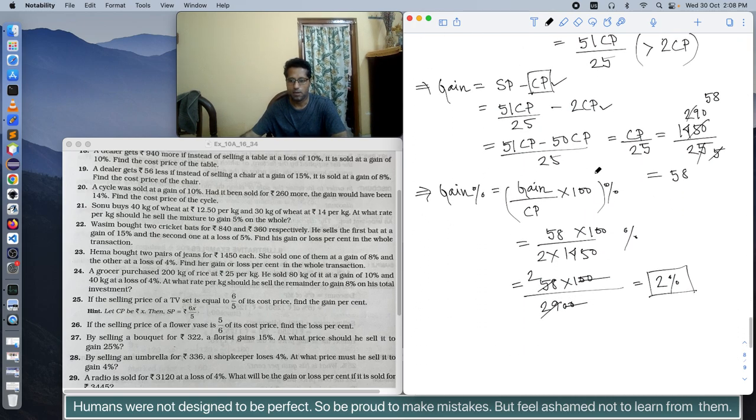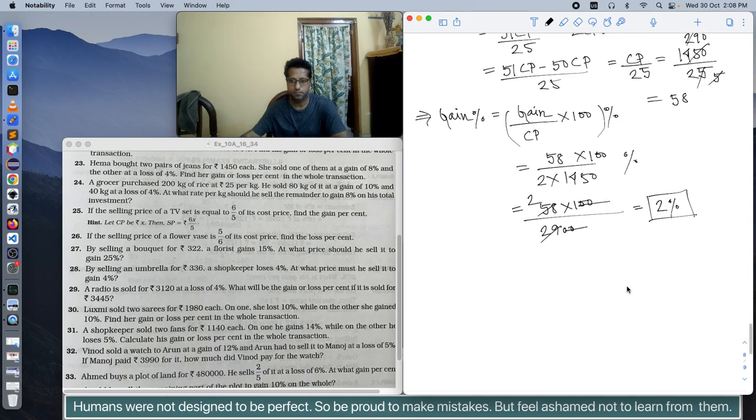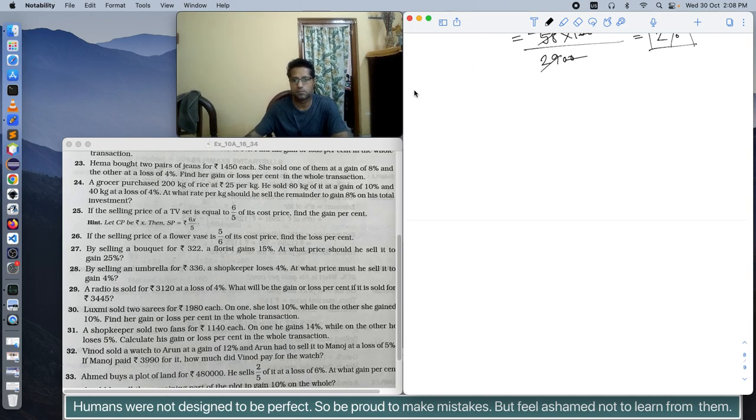Okay, let's do problem number 24. A grocer purchased 200 kg of rice at rupees 25 per kg. He sold 80 kg of it at a gain of 10% and 40 kg at a loss of 4%. At what rate per kg should he sell the remainder to gain 8% on his total investment?